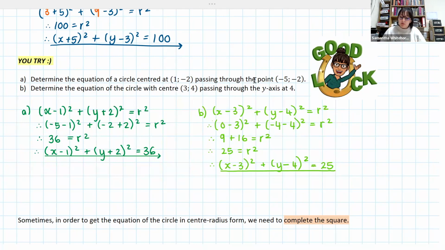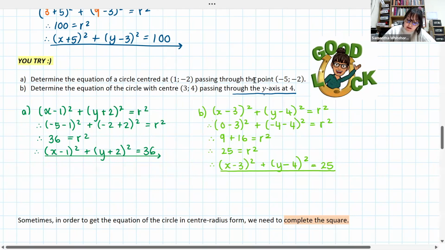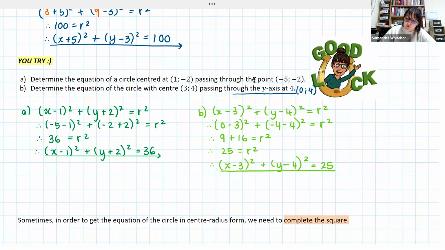The only thing that I'm going to point out is obviously in the last question, I was a bit cryptic and I said it passes through the y-axis at 4. So if it passes through the y-axis, you know your coordinate is at (0, 4). So that is what you're substituting in order to find the equation of your circle. Other than that, nothing complicated at all. Fill in your center information, substitute the point you know the circle passes through. Done. Okay, so if you want to take a screenshot, do so.